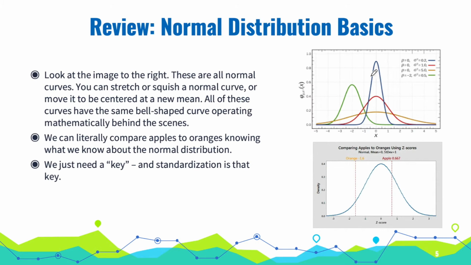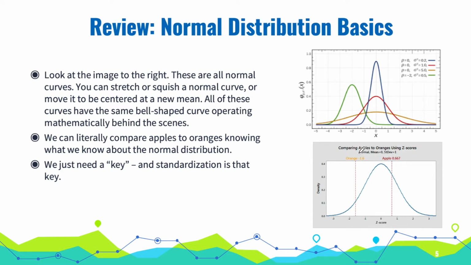Now look at the image to the right. All of these different curves that you see are different in height and width, but they're all normal curves. The reason for this is that you can stretch or squish a normal curve, or you can move it to be centered at a new mean. See, this green curve does not have the same center as these normal curves, but it definitely has that bell shape. All of these curves have the same bell-shaped curve operating mathematically. Using the normal curve, we can literally compare apples to oranges, knowing what we know about the normal distribution.